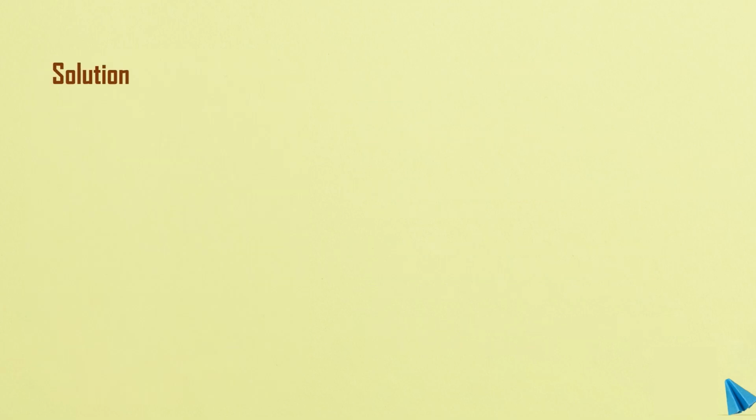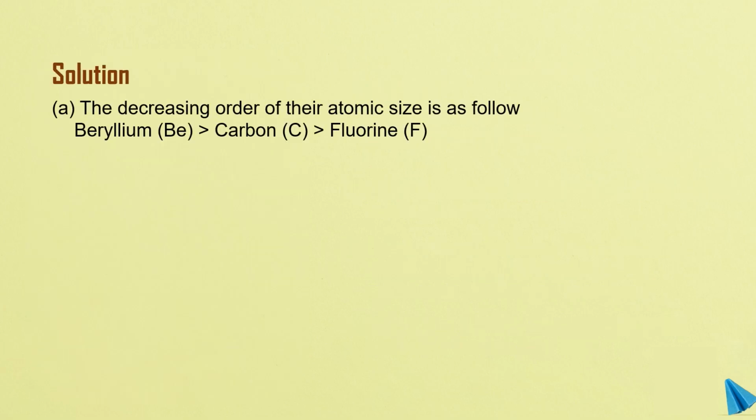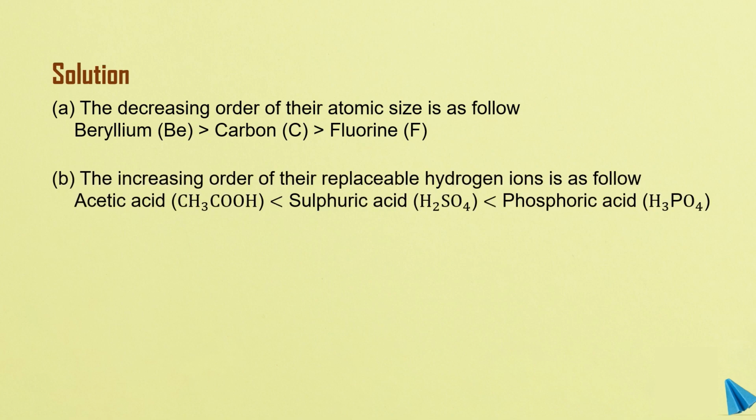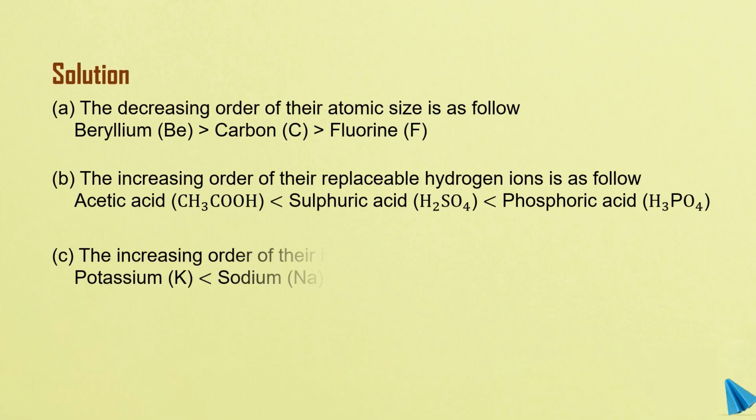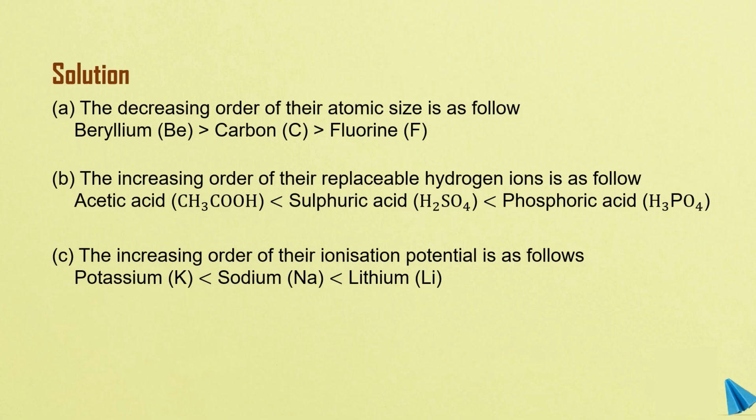Here is the solution. The decreasing order of their atomic size is as follows. That is beryllium, carbon, and then fluorine. And the increasing order of the replaceable hydrogen ions is as follows. Acetic acid, then sulfuric acid, then phosphoric acid. And the answer to the third one is the increasing order of their ionization potential is as follows. That is potassium, sodium, lithium.